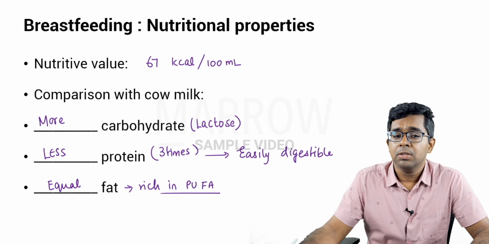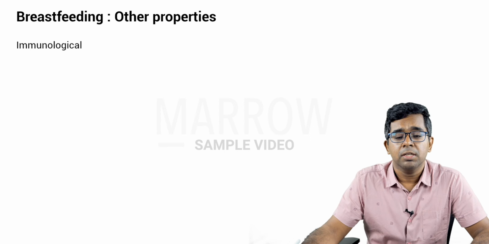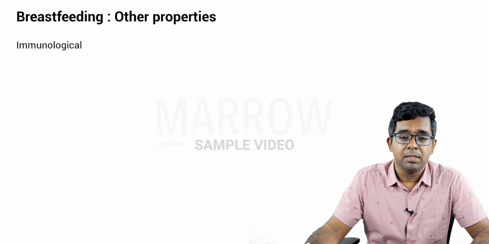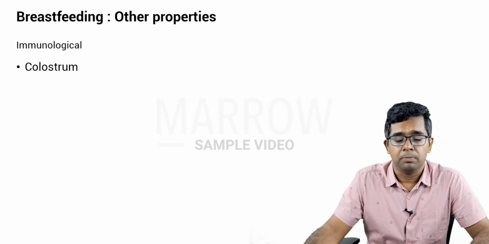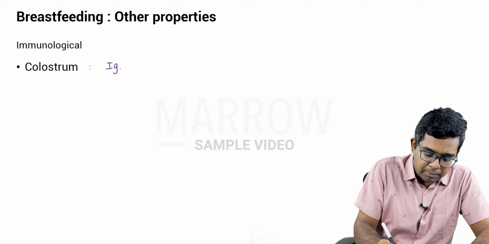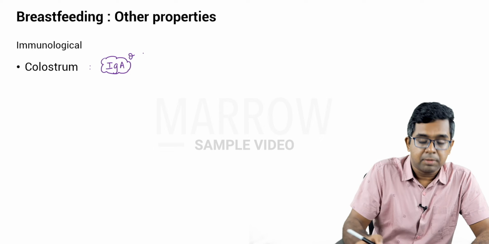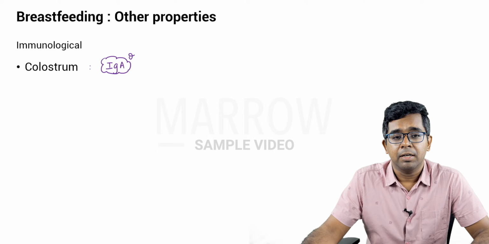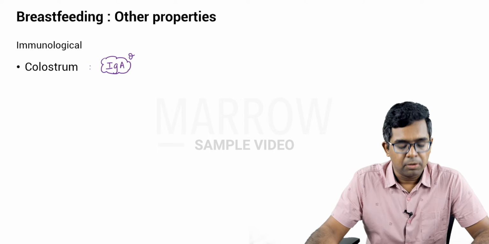Now, breast milk also has other properties which include immunological properties, starting from the first milk itself, which is what we call colostrum. And this colostrum is rich in immunoglobulin A, IgA. This is a very important question by itself, asked many times in your exam, which is nothing but a protective antibody against many infections. Okay, right.